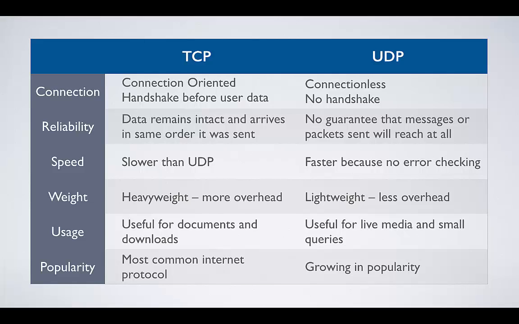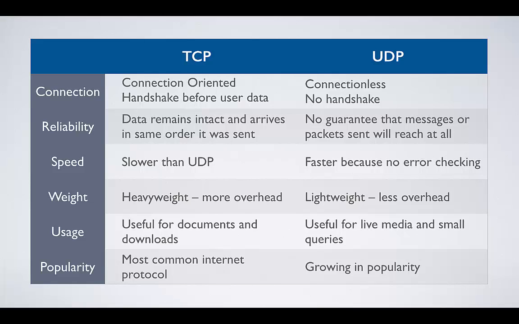TCP guarantees that the data will arrive in order and that no packets will be lost. UDP has no such guarantee. If the packets don't reach you, they don't reach you. TCP is slower than UDP, and UDP is faster. TCP is considered heavyweight because each packet contains more overhead, while UDP is considered lightweight.